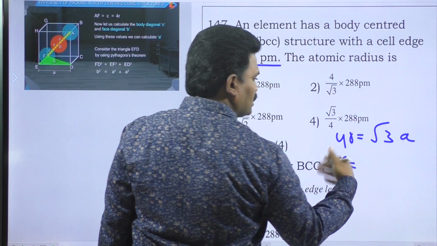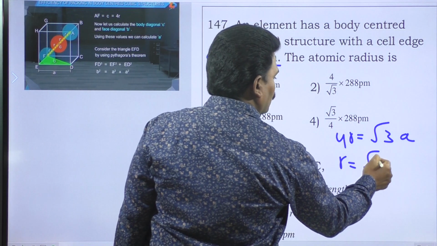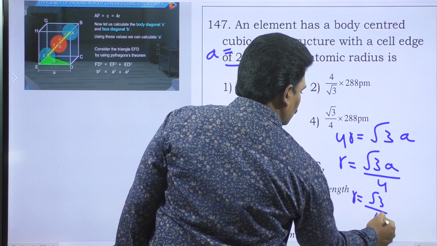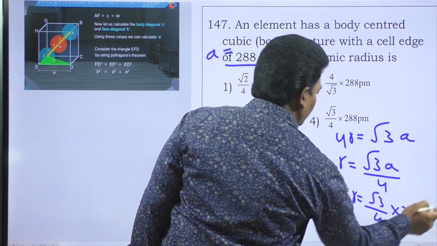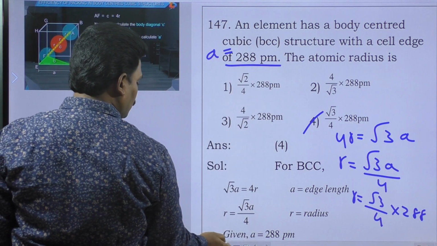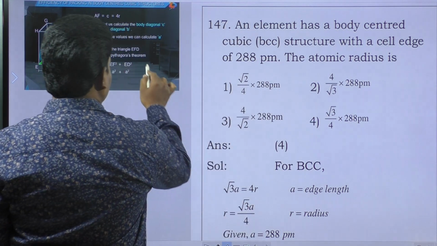R is the BCC radius of atom, formula root 3 A by 4, that is equal to root 3 by 4 into A value 288 picometers. So the answer is the fourth option. Now I have one video. Look at the video.